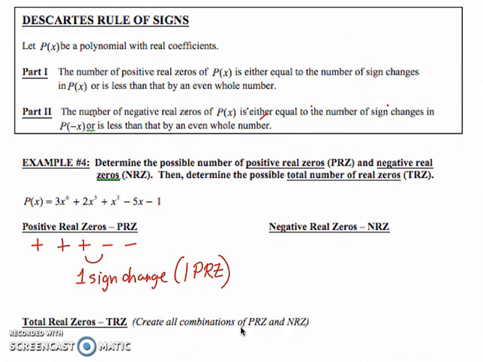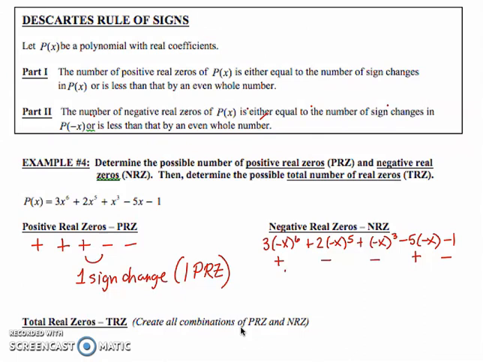So for this same polynomial, we're going to plug in negative x for x. So it's going to be 3 times negative x to the 6th plus 2 times negative x to the 5th plus negative x cubed minus 5 times negative x minus 1. And now we simplify. Negative x to the 6th is going to end up being positive. Negative x to the 5th is going to be negative. Negative x cubed is going to be negative. Now be careful here. Negative 5 times negative x will become positive, and then my constant term will stay negative.